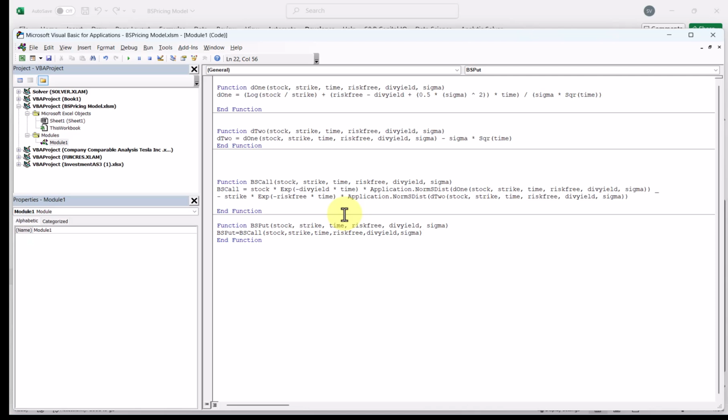Then we subtract out the stock price, stock multiplied by EXP, open parentheses, the dividend yield multiplied by time, close parentheses, plus the strike price multiplied by EXP, open parentheses, negative, risk-free, multiplied by time. Okay. Got it all in there. Press enter. I'm going to save it now.